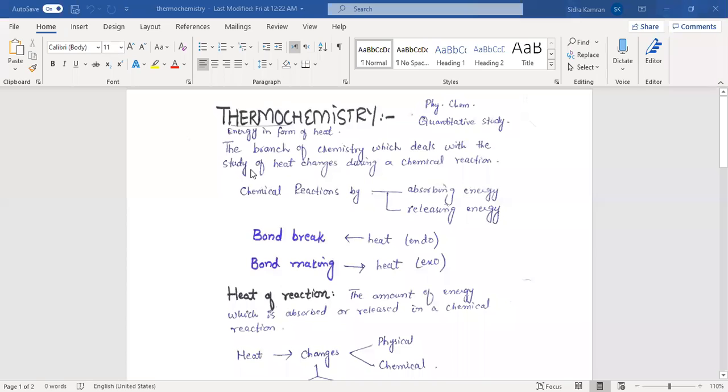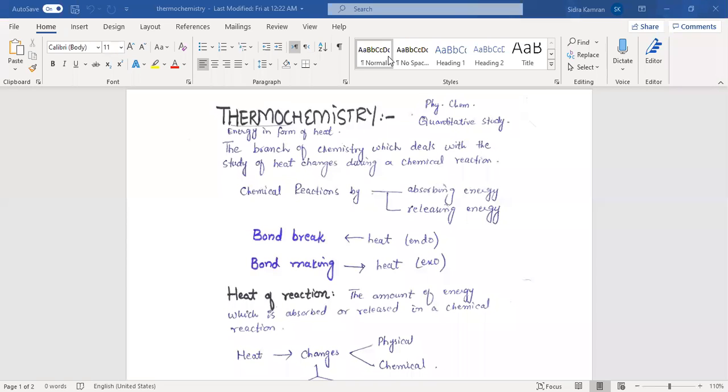We are starting our new chapter, that is thermochemistry, chapter number 7 of your book. What is thermochemistry? Therm is basically the term for heat, and heat is a form of energy, as we know that. Thermochemistry is basically physical chemistry, the branch of chemistry which deals with the study of heat changes during a chemical reaction.